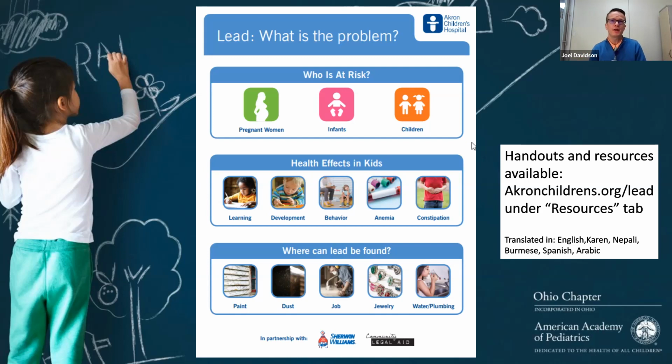So where do you find lead? You find it in paint, dust, at the job, in some jewelry, and in water and plumbing. So we put these as sources, not because we want people to be afraid of their water, but so that they think about all of these available sources.